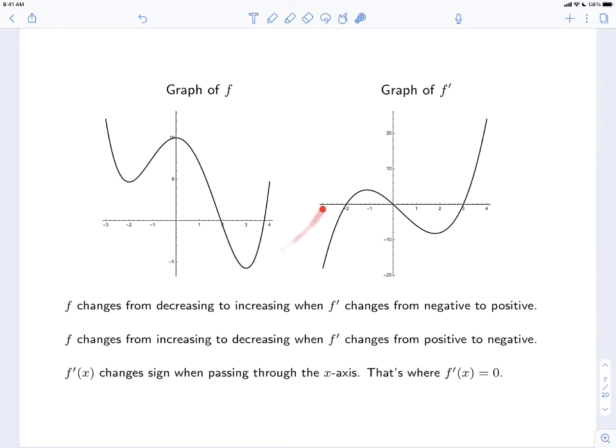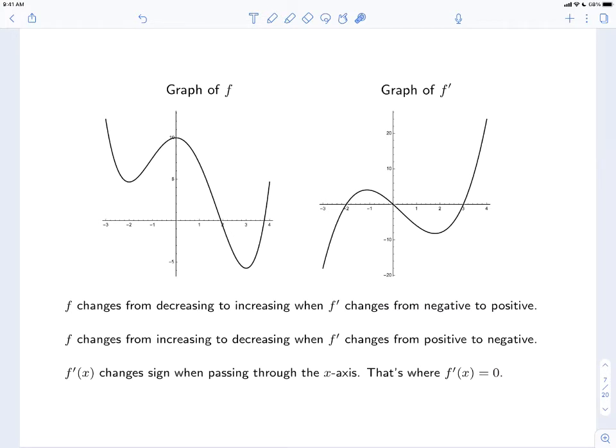So here's our example of our function f, and here's the derivative, and we can see that, if we're looking at f, it changes from decreasing to increasing at x equals negative 2, and that's precisely where the derivative changes from negative to positive. Similarly, f changes from increasing to decreasing when f prime changes from positive to negative. So for example, on our graph of f, we're increasing and then we get to x equals 0 and then we start decreasing. And that's where the derivative changed from positive to negative. Where the derivative changes from positive to negative, the function f changes from increasing to decreasing.